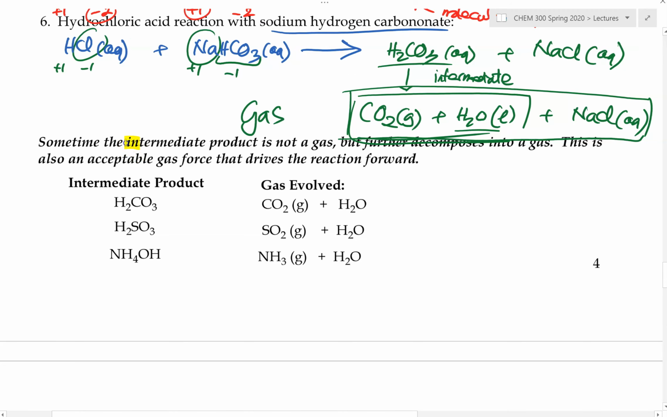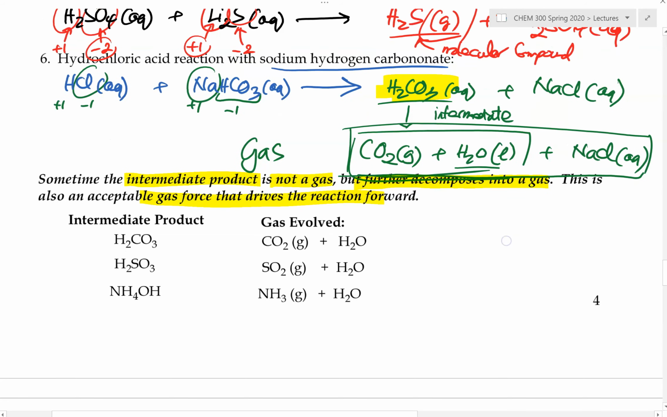Okay, and here's something very important to remember. Sometimes the intermediate product, such as the carbonic acid that we see above, is not a gas. In this case, a molecular compound, it is not a gas, but it can further decompose into a gas. And this is an acceptable gas formation that would drive the reaction forward. And sometimes, here are some of the other intermediate products that we need students to recognize that once they are formed, they are not aqueous, but they can further decompose into gases.